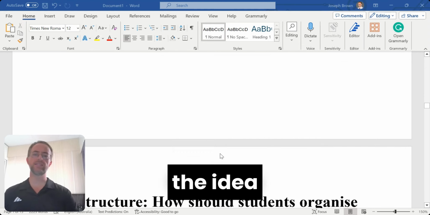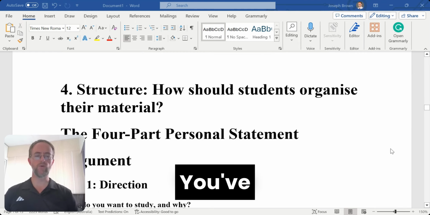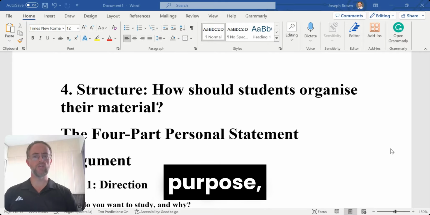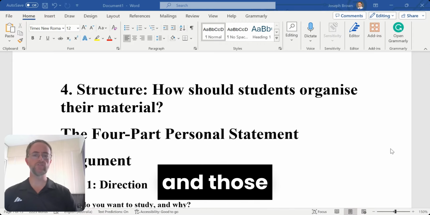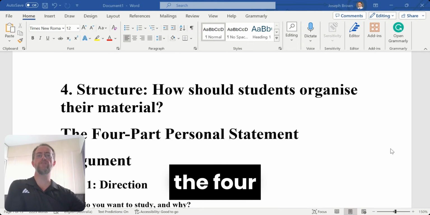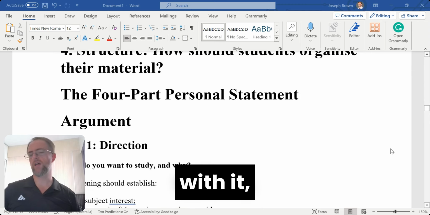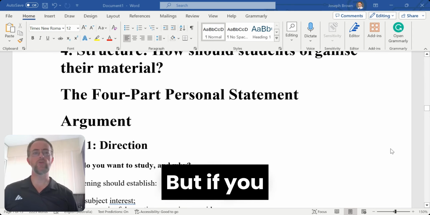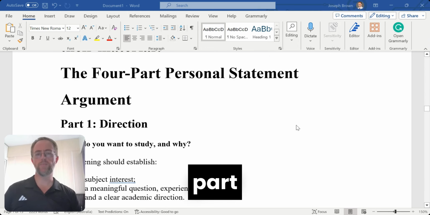Okay, so we're getting the idea. Basically, here's a structure that could help you shape that up. You've thought about now the purpose, the audience. You've thought about hopefully some experiences that are going to target those traits and qualities and those values you want. Now, how are we going to structure it up? These are kind of the 4 parts that you want to do throughout. If you want to get creative with it, that's fantastic. But if you are not the most creative and you want a simple idea, this is a 4-part personal statement.